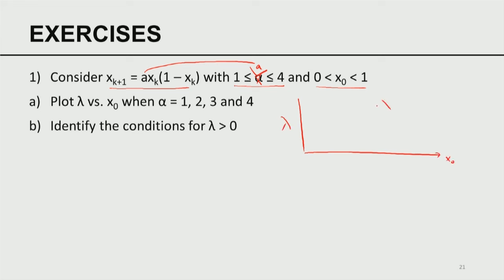for a given value of alpha. So alpha is equal to 1, draw this curve, alpha is equal to 2, draw this curve, alpha is equal to 3, 4, draw this curve. You will verify when alpha is 1 and 2 and 3, the system does not exhibit any sensitivity to initial condition, but when alpha is equal to 4, the system tends to exhibit extreme sensitivity to the initial condition, and that is the model we talked about. With this, I conclude our discussion on predictability of deterministic system.